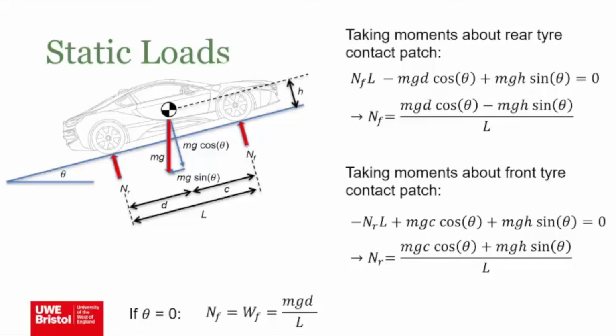And obviously, if theta is 0, then various things happen. Cosine of 0 is what? 1. Sine of 0 is 0. So that term disappears, and we end up with just mgd upon L. With this one, cosine of 0 is 1, sine of 0 is 0, so we end up with mgc upon L for the rear. That makes sense. If you've got front-rear distribution, the distance of the centre of gravity, so the percentage, this c upon L and d upon L, is going to dictate the distribution.